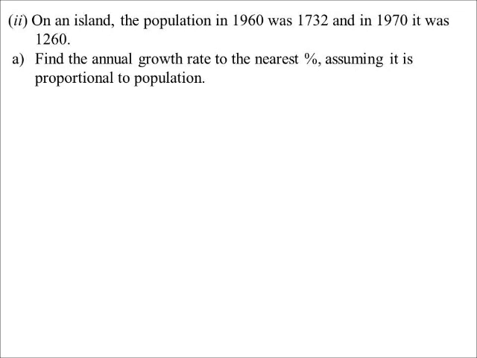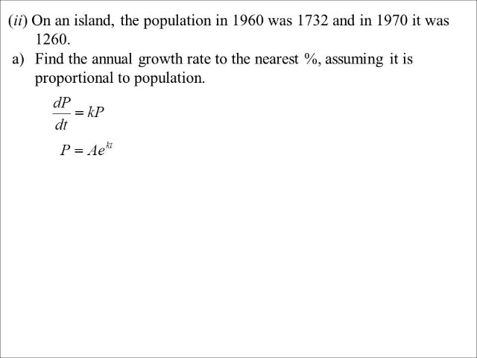On an island, the population in 1960 was 1,732. But the people on this island don't like each other very much, apparently, because in 1970, it's 1,260. So they're dying, they're decaying. Find the annual growth rate, although it's actually going to be a decay rate, assuming that it is proportional to population. Okay, so they've told us dP/dT is equal to some constant times the population. Oh, what do you know? The solution to that is A e to the kt.